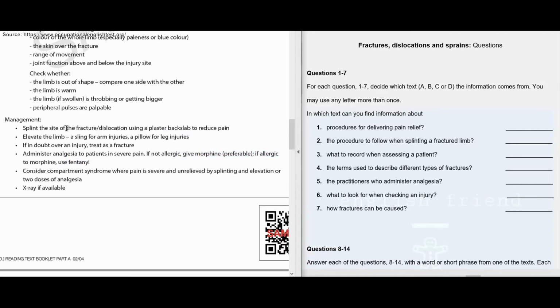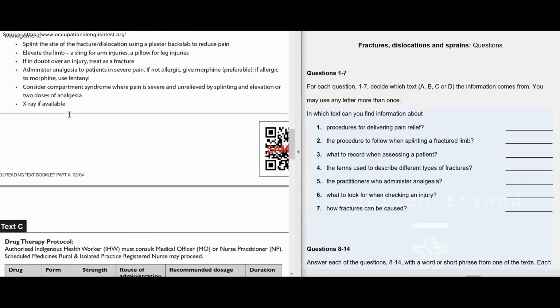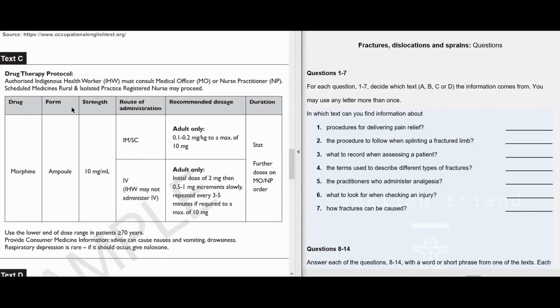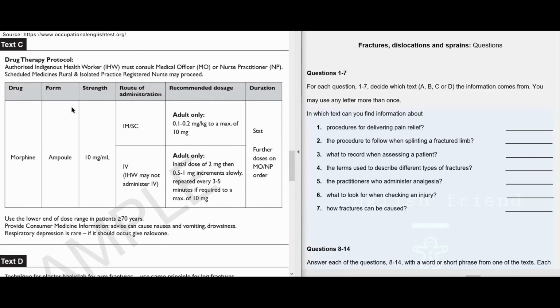However, we cannot consider text B as the answer for question number 1, as there is no procedure explained anywhere in this text for delivering pain relief. As we move on, we may check text C, where we can find a table which explains how the drug morphine, in this case, can be administered to deliver pain relief, or in other words, the procedure for delivering pain relief by using morphine has been explained in this table here. So answer for question number 1 is C.